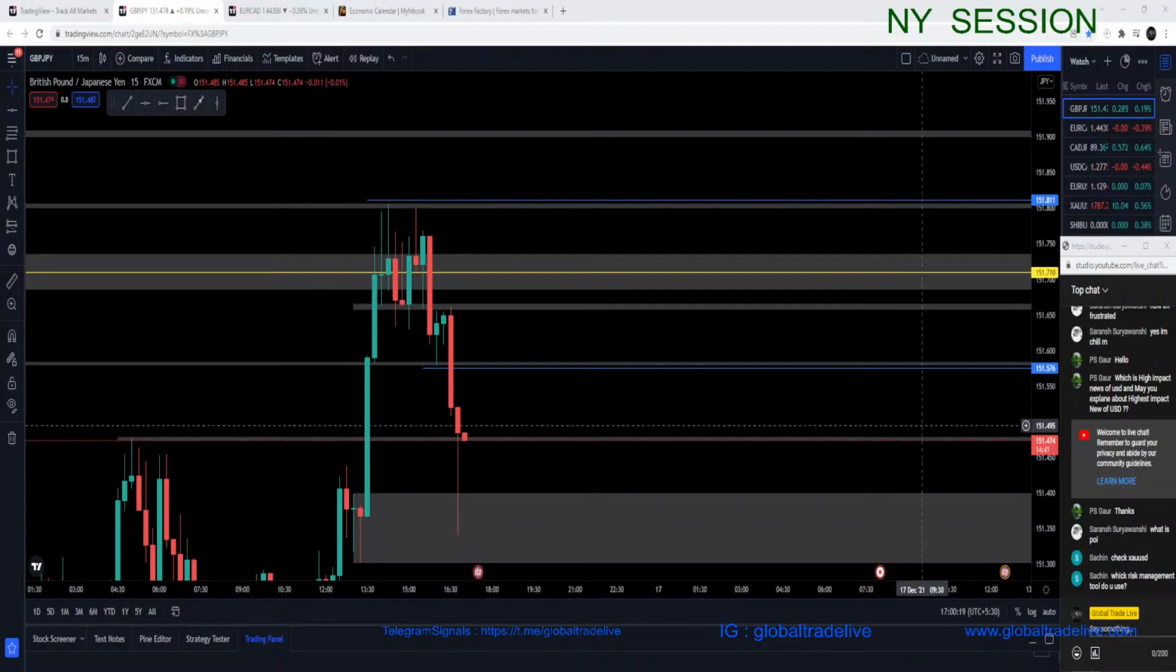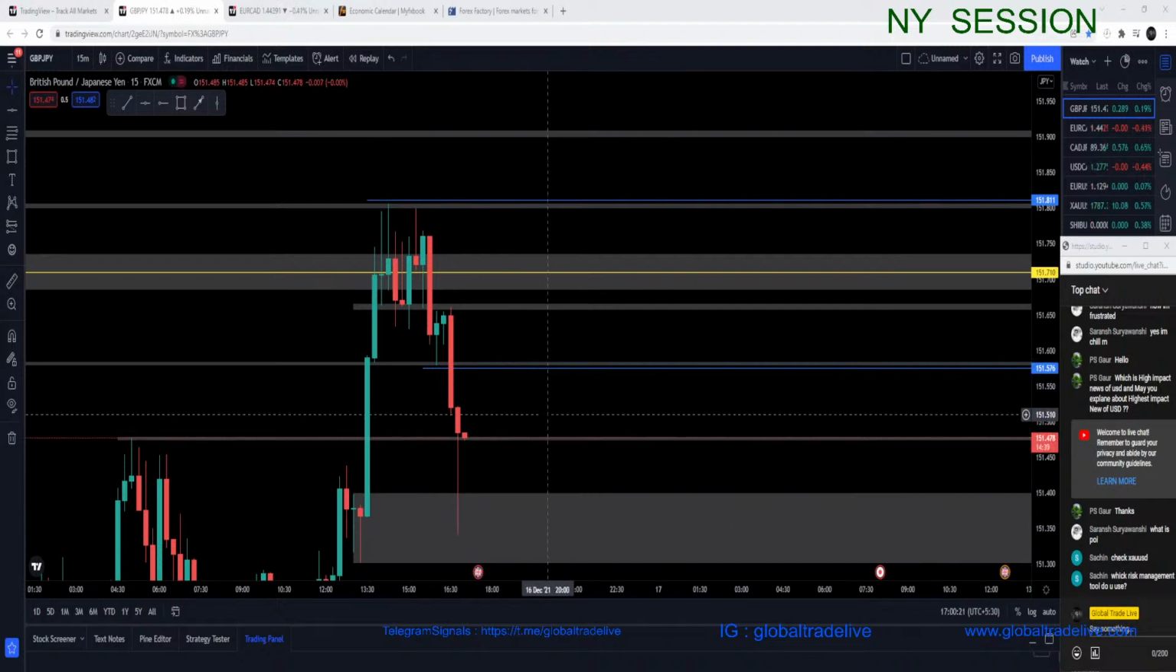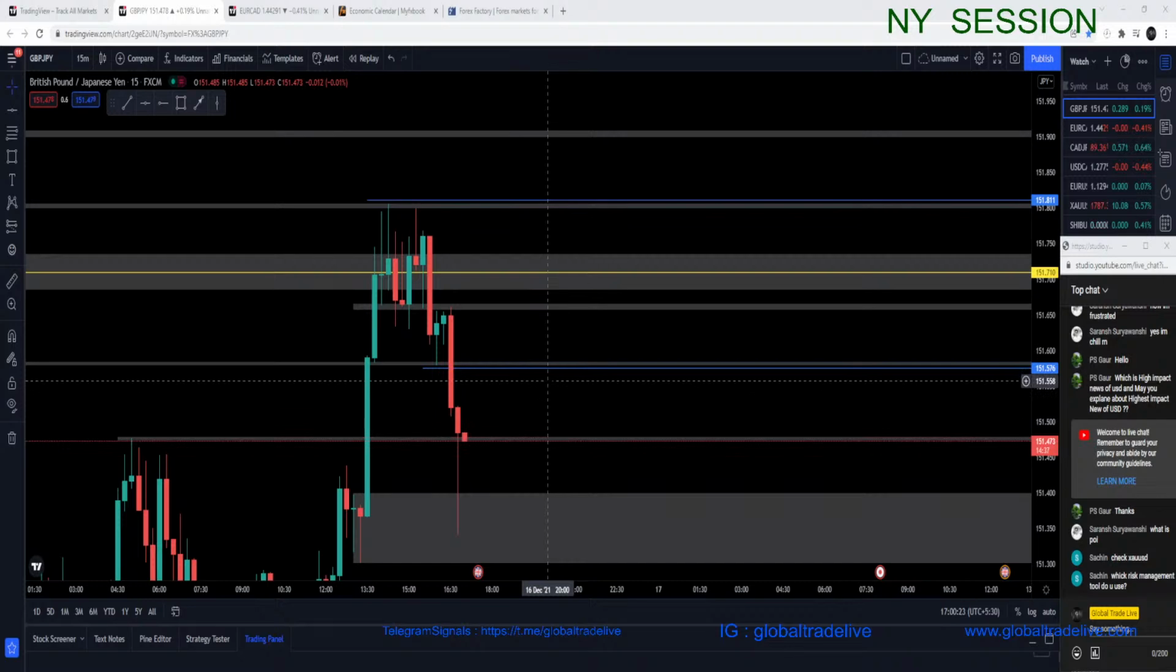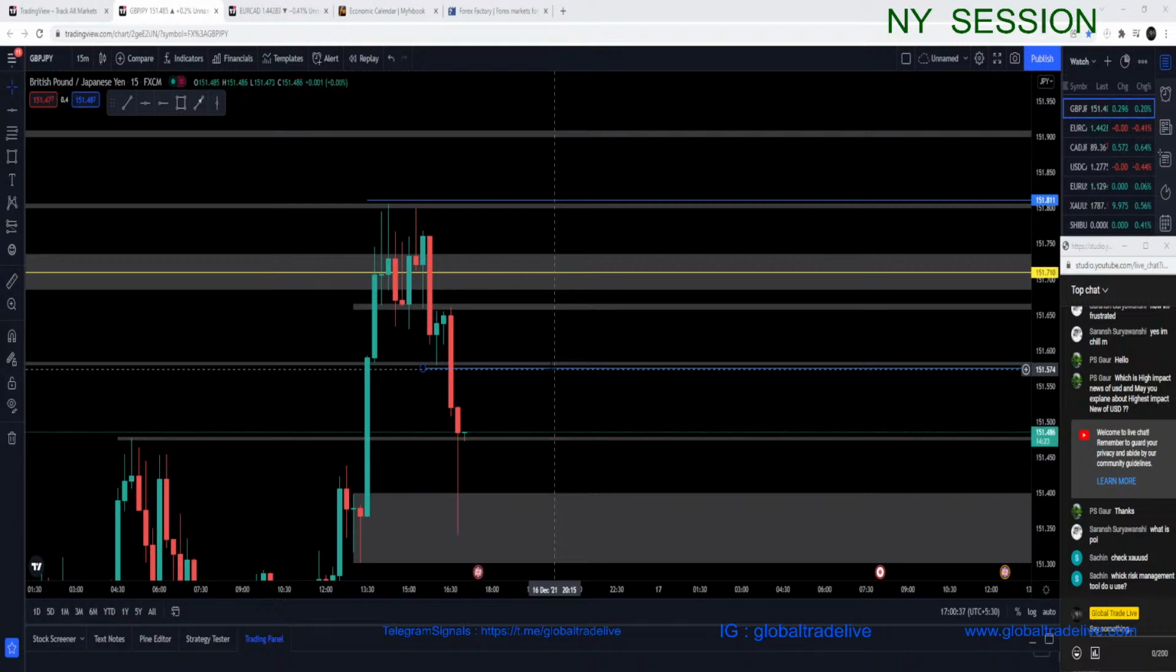Saransh is asking what is POI. POI means, you can say POC, POI, all these things are the same. POI and POC mean the point of control, points at which liquidity is grabbed inside the market and the market just makes a huge move after that liquidity grab. So that's the POI.